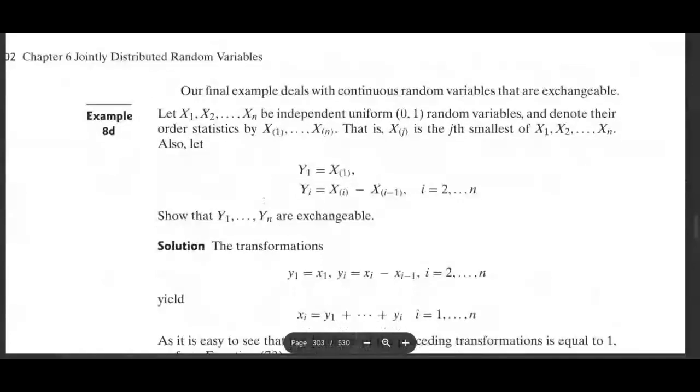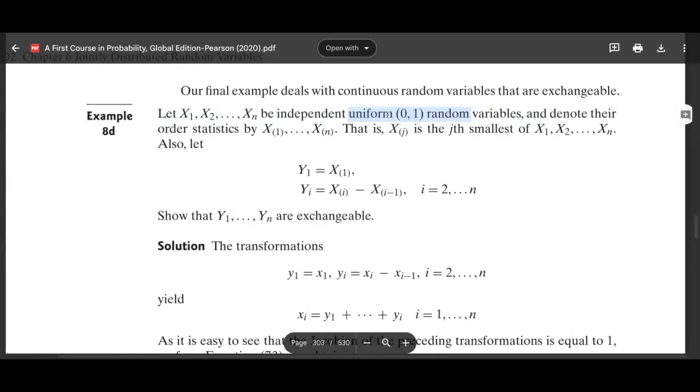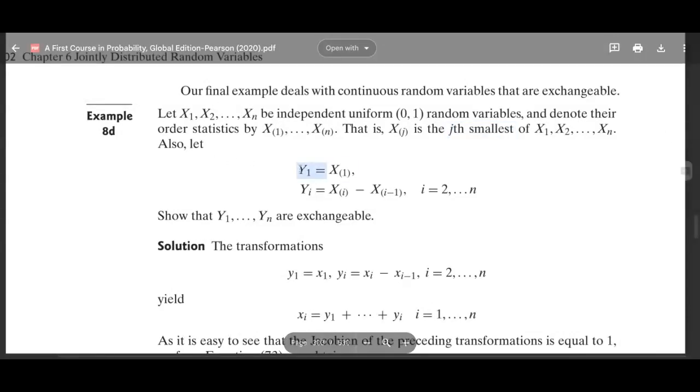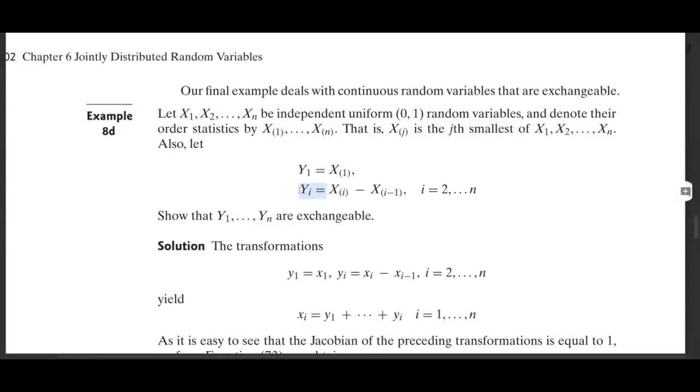Let's see this example. This final example deals with continuous random variables that are exchangeable. So we have n independent uniform random variables, and denote their order statistics by X(1) up to X(n). That is this. So let Y1 equal X(1), and Yi equals X(i) minus X(i-1). We want to show Y1 up to Yn are exchangeable.